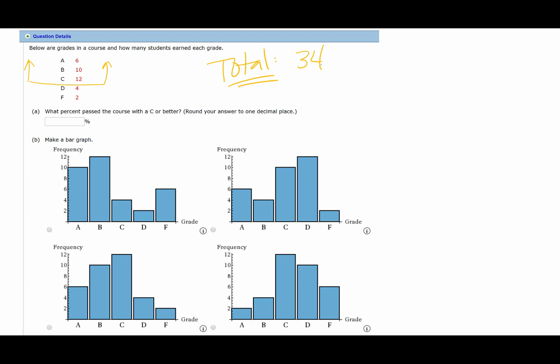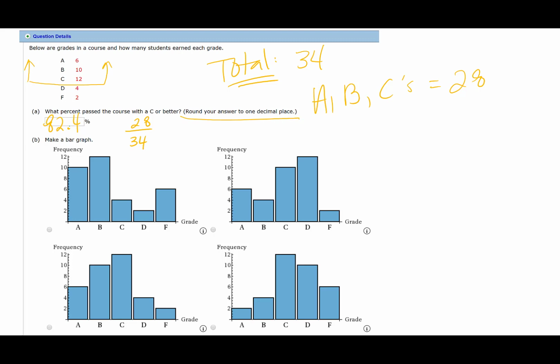Okay, next we'll add just the A, B, and C's. That will be 6, 10, and 12. It's 28. To find the percentage, we'll convert the fraction 28 over 34 to a percent. The easiest way to do that is to type in 28 divided by 34 and then multiply that decimal by 100. It does say round to 1 decimal place, and so the answer here is 82.4. You do not have to put the percent symbol because it's already there.